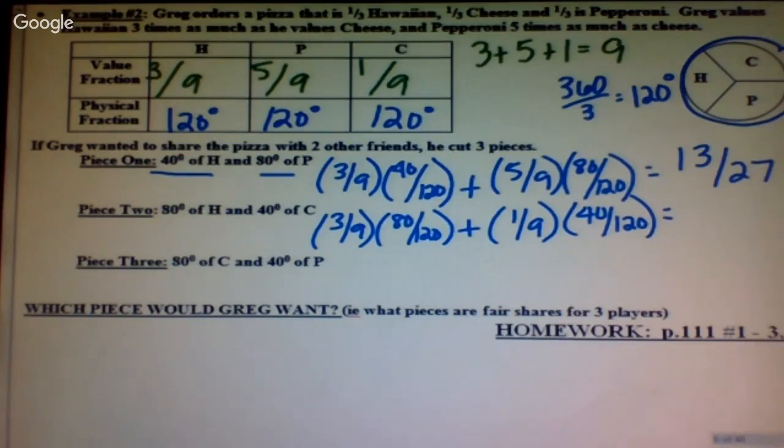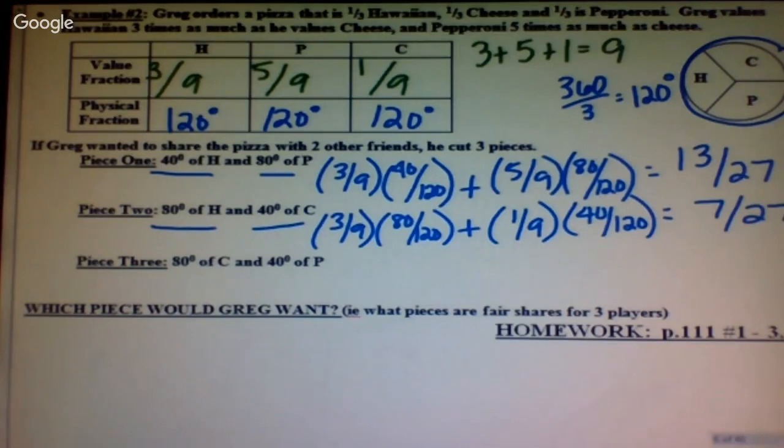We've done Hawaiian and cheese. What value do we get for piece number 2? 7 over 27.